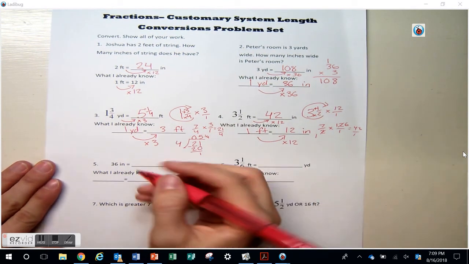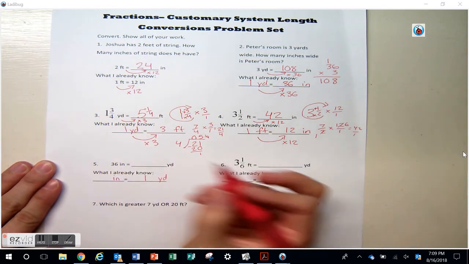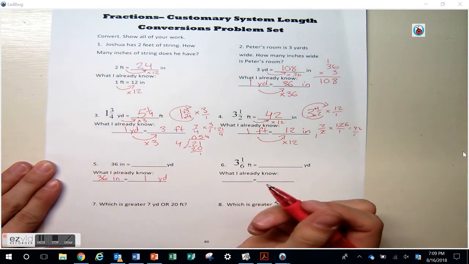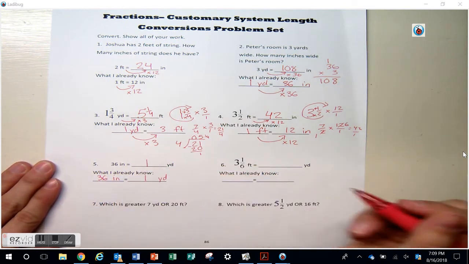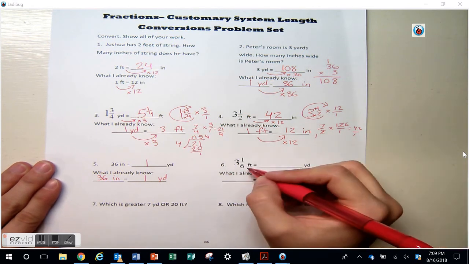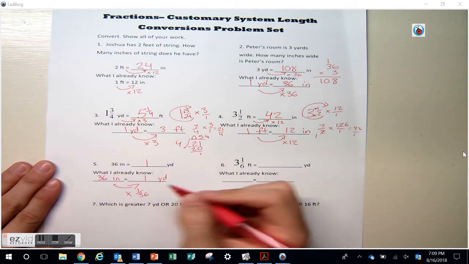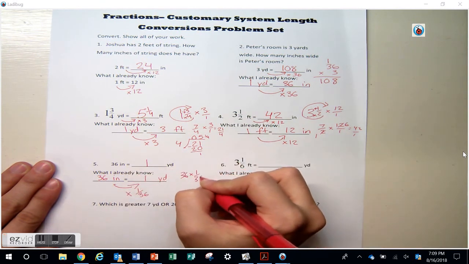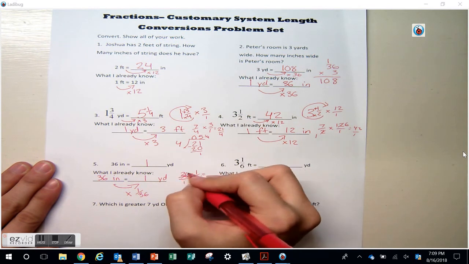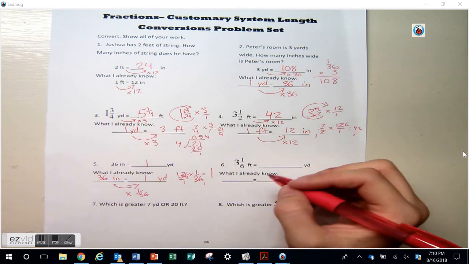Let's put inches and yards. 1 yard equals 36 inches. Oop, that one's done for us. 1 yard equals 36 inches. If you were doing the math here, you would have multiplied by 1/36. 36 times 1/36 gives me 1 whole. What we already know, feet to yards.